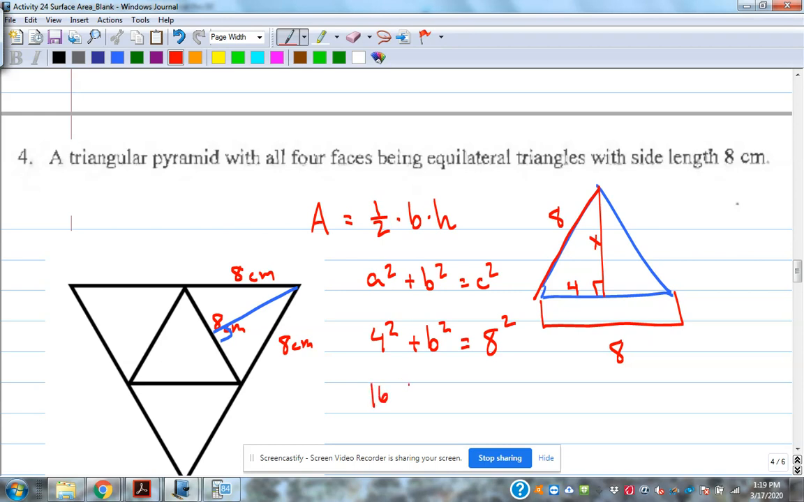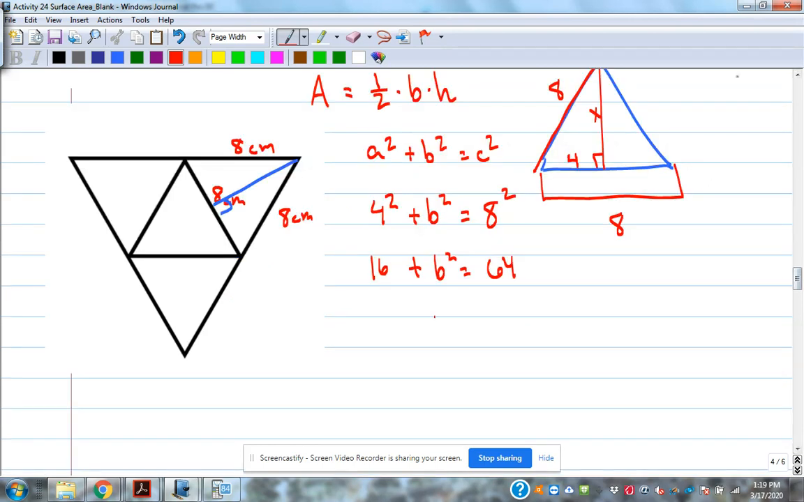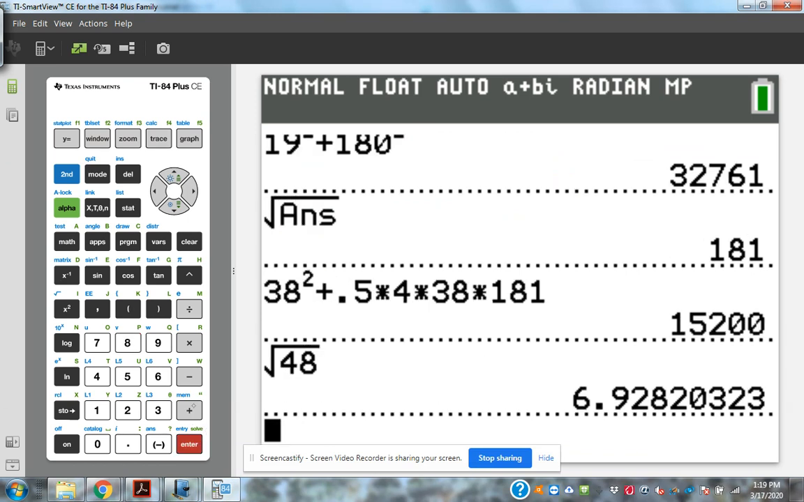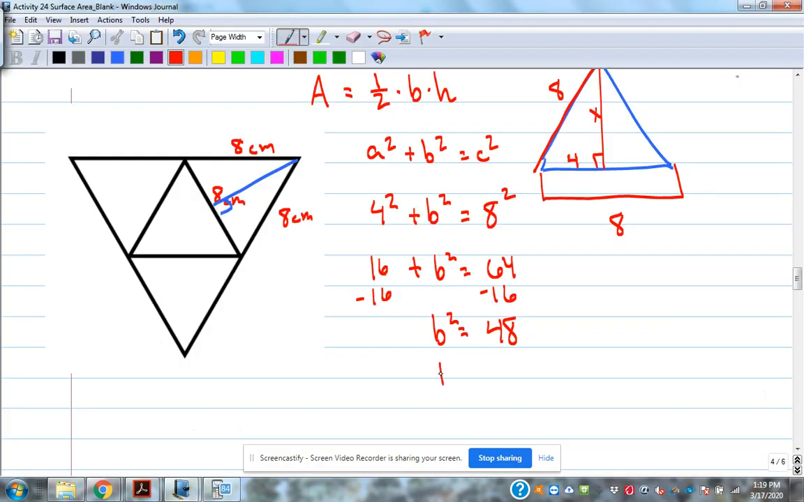And so that's going to be 16 plus B squared is equal to 64. B squared is equal to 48 by subtracting the 16 from both sides. And then I'm going to take the square root of 48. Should be somewhere close to 7, 6.93. If I round that to 2 decimal places, the 8 makes the 2 go up to a 3. So B is equal to 6.93. And that is the height of our triangle.